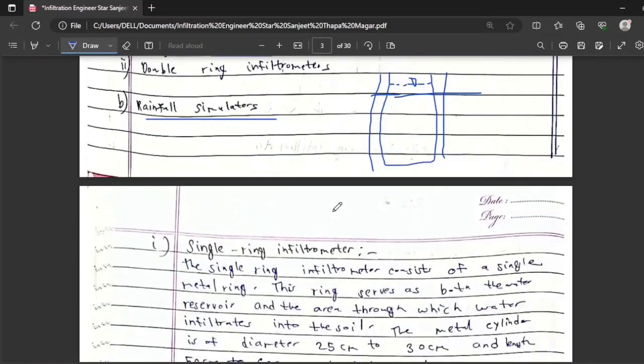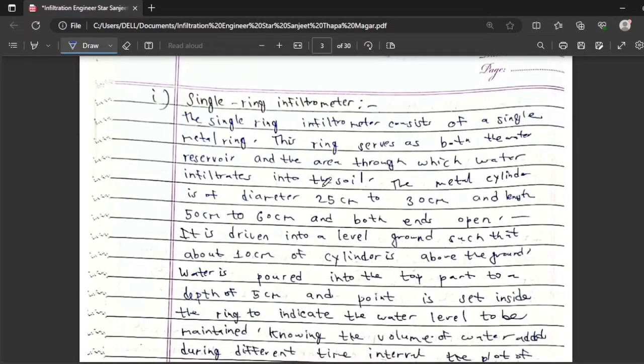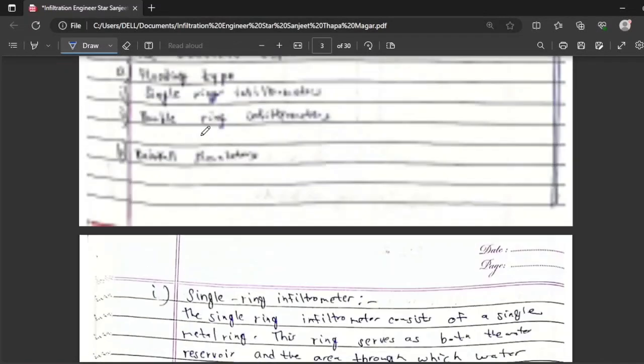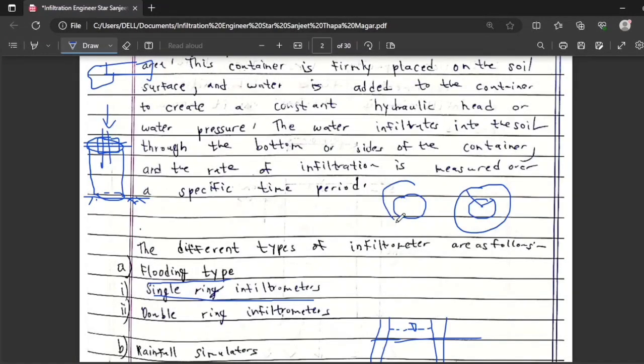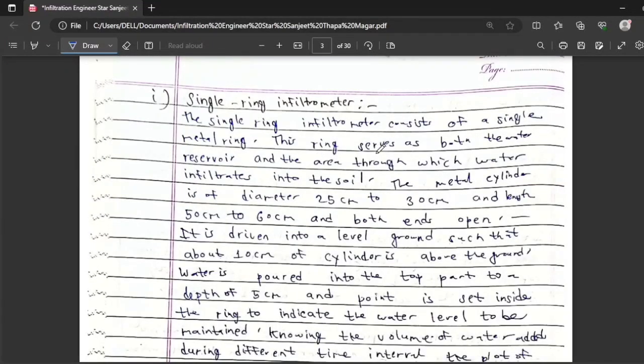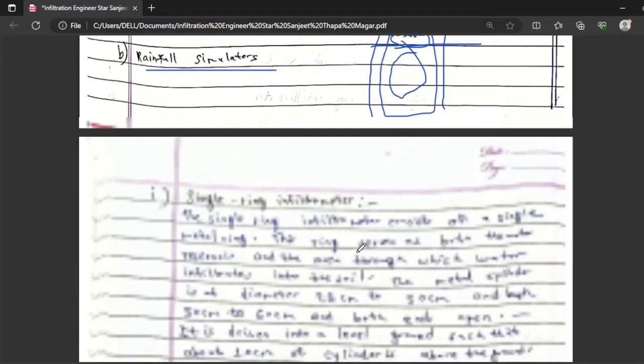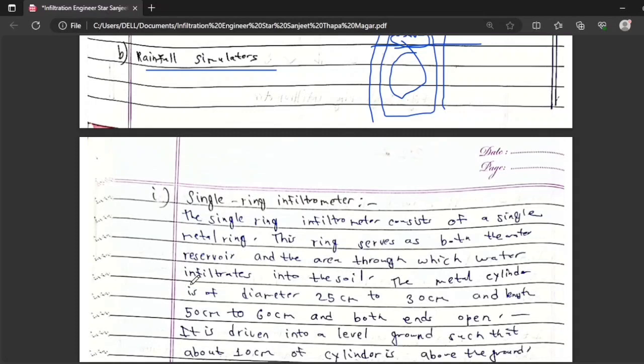In the flooding type, the single ring infiltrometer consists of a single metal ring. This ring serves as both the water reservoir and the area through which water infiltrates into the soil.